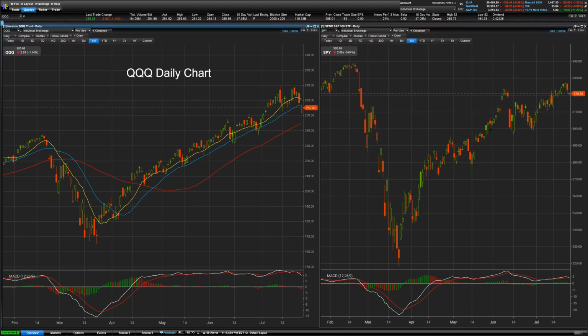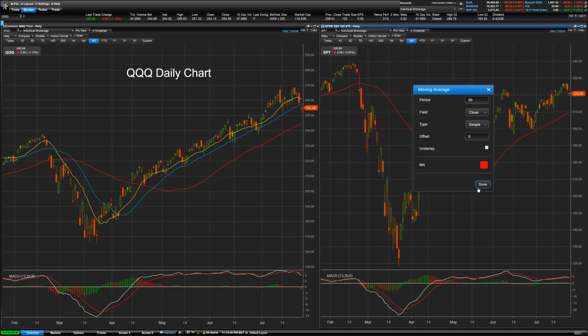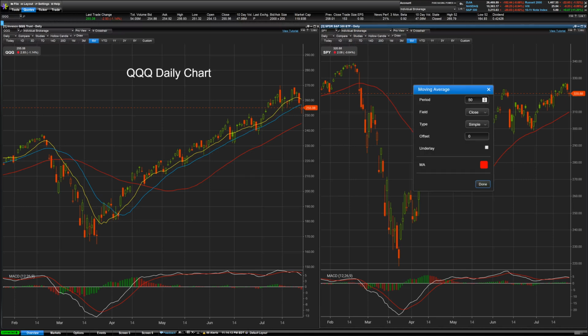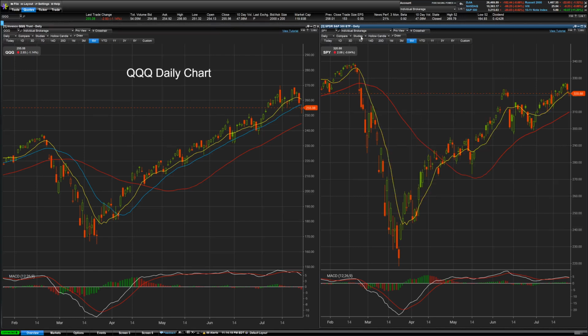So again, each one of these candles represents 1 day. Here's the MACD, moving average convergence divergence. And now up here we go to studies and again add the moving averages. 50 is the red. Studies, moving average. The 10-day simple moving average we're going to put as yellow. And then we're going to go back up here, studies, moving average, and we're going to use that aqua blue as the 20-day simple moving average.